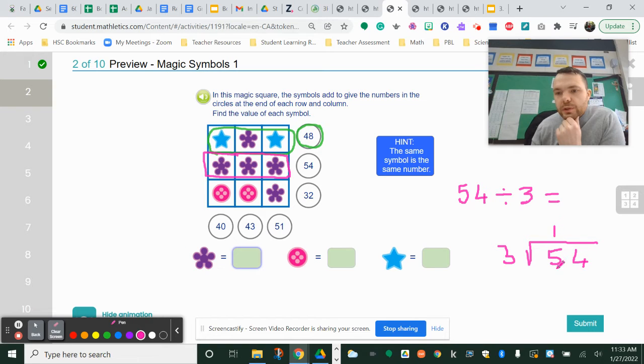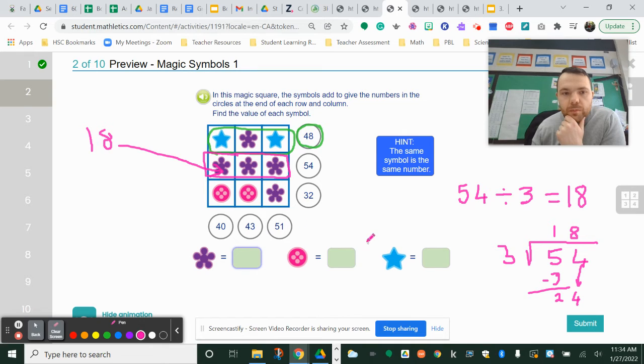3 divides into 5 once. 1 times 3 is 3. Subtract. Again, apologies for my messy writing. 3 does not divide into 2. Bring down the 4. 3 divides into 24 precisely 18 times. So now I've worked out my answer here is 18. So what I've worked out really here is that this flower symbol, one of them, represents 18.